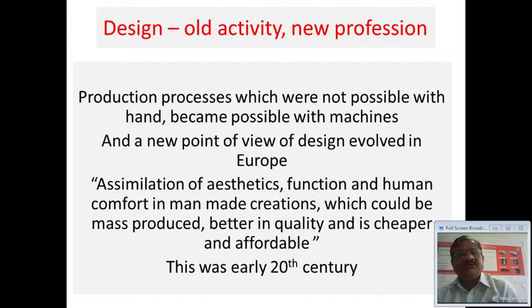Now, certain production processes which were not possible with hand became possible with machines. And a new point of view of design evolved in Europe. This was sometime in the later 19th century. The beauty of a product, the beauty of an object, the beauty of the created article was getting importance. How to improve the function? Can more functions be attached to the same device? Can we make it multifunctional? And the third aspect was human comfort, which we today popularly know as ergonomics.